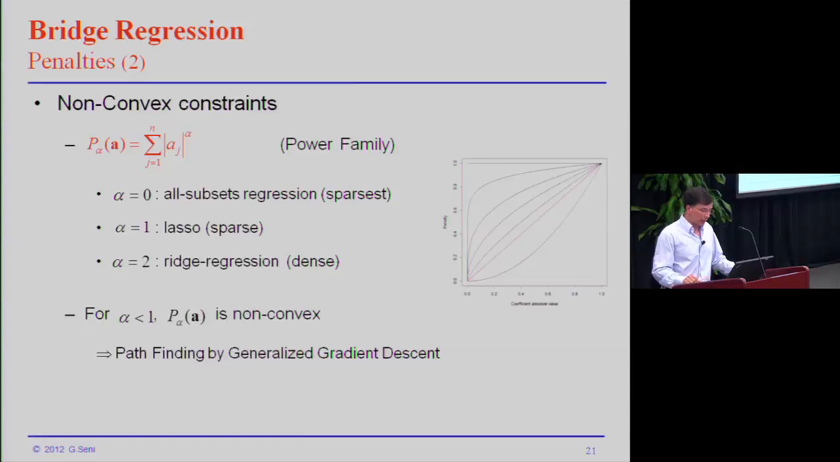But notice that for alpha less than 1, the penalty is non-convex. So this is alpha equal to 1, this is alpha greater than 1, and all these penalties are obtained when alpha is less than 1. And so we need these pathfinding algorithms via generalized gradient descent to handle this case. The GPS algorithm that I was mentioning in the timeline is an example of that.